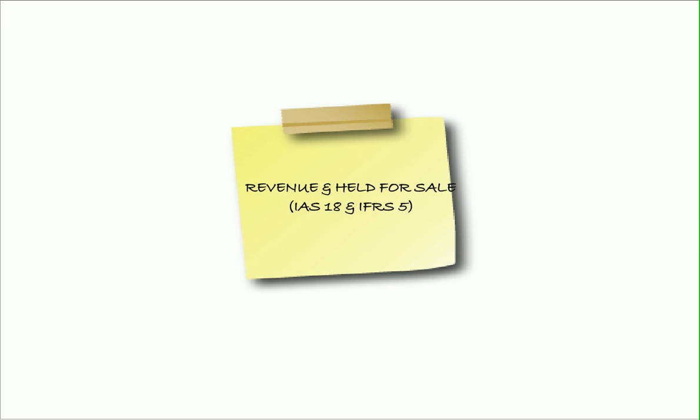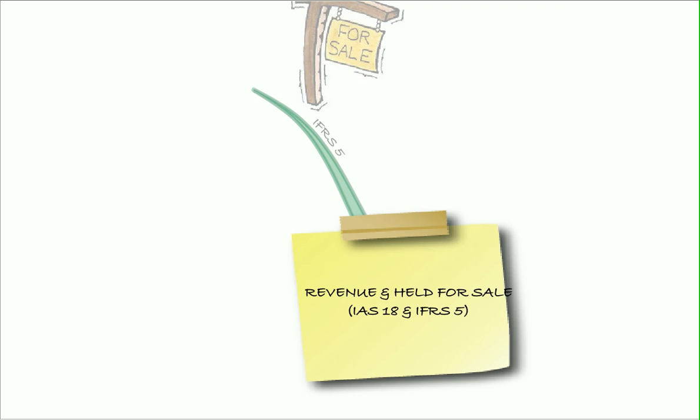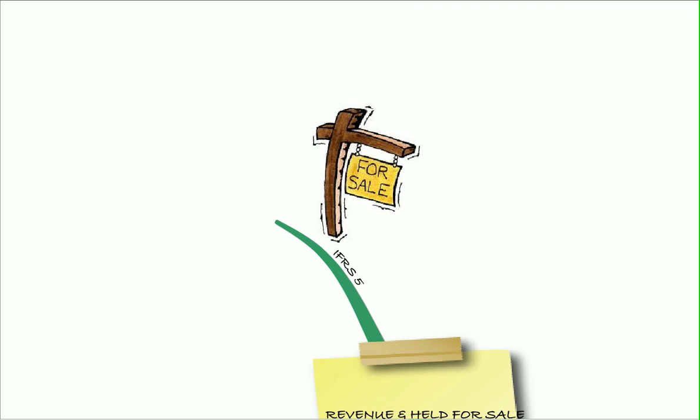Hello, welcome to the next of our lecture recaps. This one is on IFRS 5 and IAS 18. IFRS 5, first of all, is assets held for sale and discontinued operations.